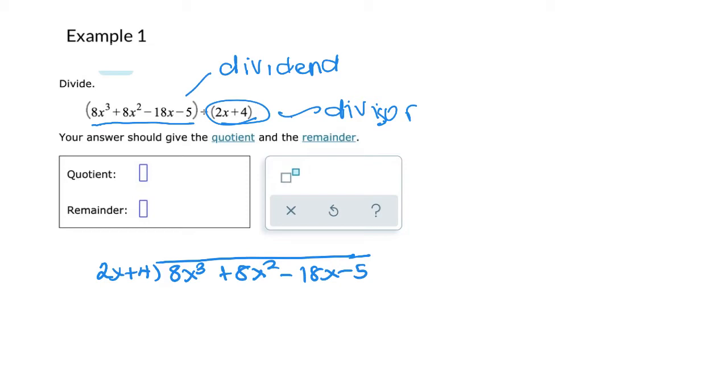So the first thing we're going to do is take the 8x cubed, and we want to see how many times does 2x go into 8x cubed. So I have 8x cubed divided by 2x. 8 divided by 2 is 4. And we have x to the third over x to the 1. And when we have the same base and we're dividing, we subtract the exponents. So it's x to the 3 minus 1, or 4x squared. So that's going to give us a value of 4x squared, and I'm going to write that in my quotient above the 8x squared term.